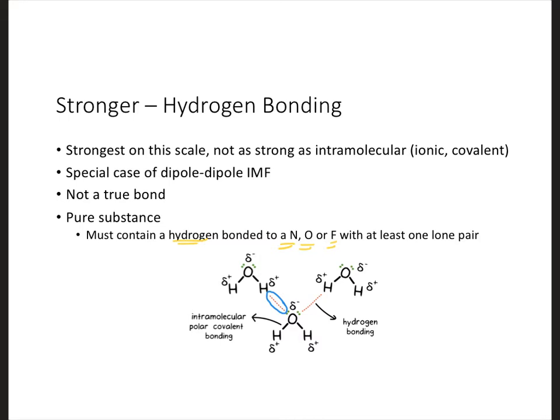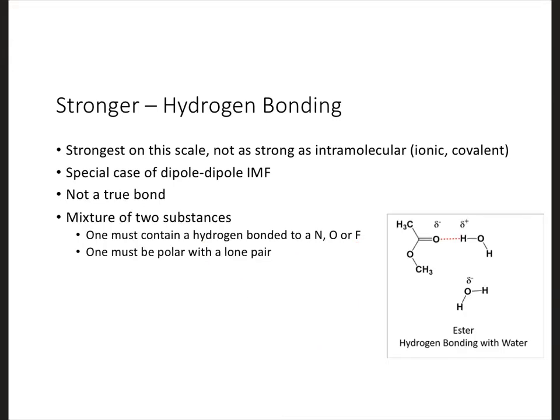The attraction is between the lone pair on one molecule and the hydrogen on the other. It's between the delta negative on one molecule and the delta positive on another molecule. So hydrogen bonding is not these covalent bonds that you see within a molecule. Hydrogen bonding can only happen between two different molecules. So that's an example with a pure substance. But it's not pure substances that we're going to come across, right? We learned about mixtures in Gen Chem 1. And when it comes to mixtures, we're talking about mixing two pure substances.